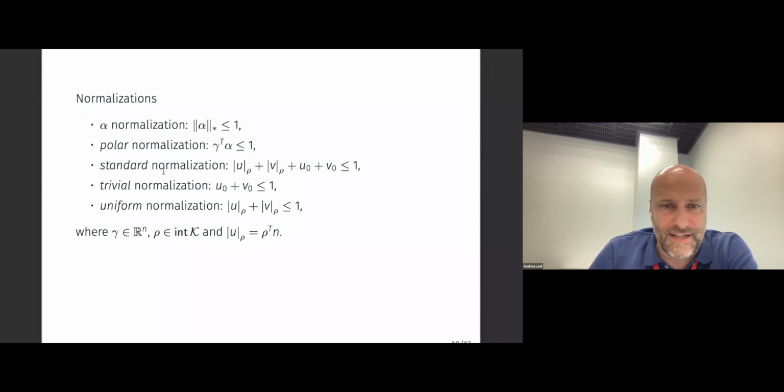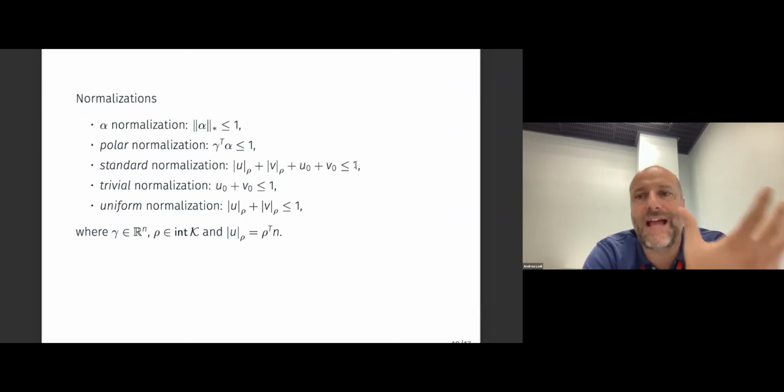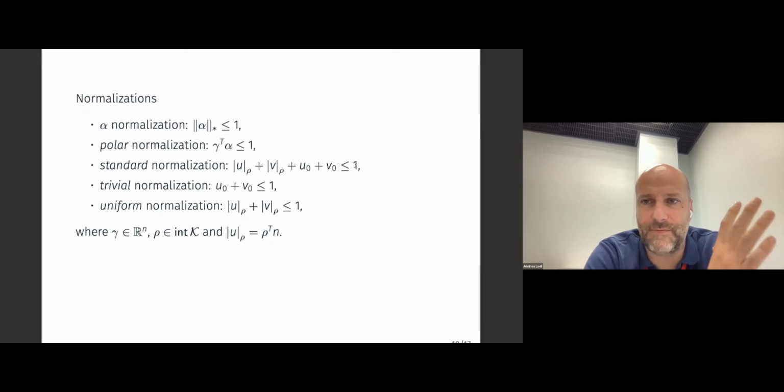So the standard normalization is simply taking all the multipliers involved and summing them according to some norm that is defined by using a point in the interior of the cone, and I keep an upper bound equal to 1. It's just an extension of this norm to the mixed integer linear case: I'm taking the sum of the multipliers and requiring it to be less or equal than 1.